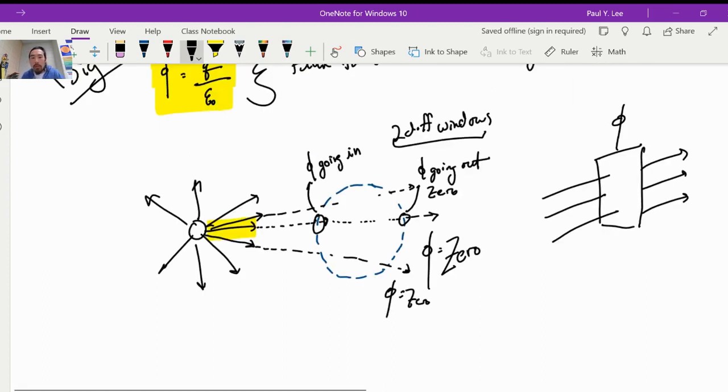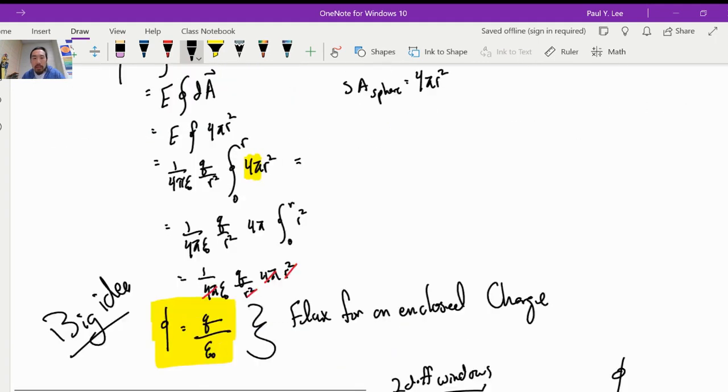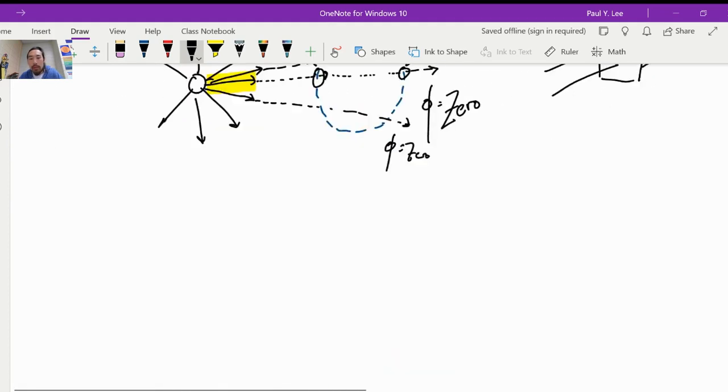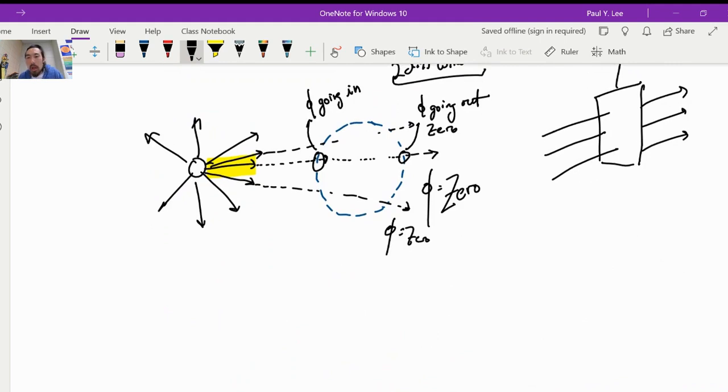Compared to if we were to have a, let's go back up to the original. Here, every single window here, we only have fluxes out, right? So here we have a flux out. Here we'll have a flux out. Here we have a flux out. So we only have fluxes out for this charge, compared to when the Gaussian surface is not enclosed, you have flux going in and flux going out. So you have a net flux of 0.